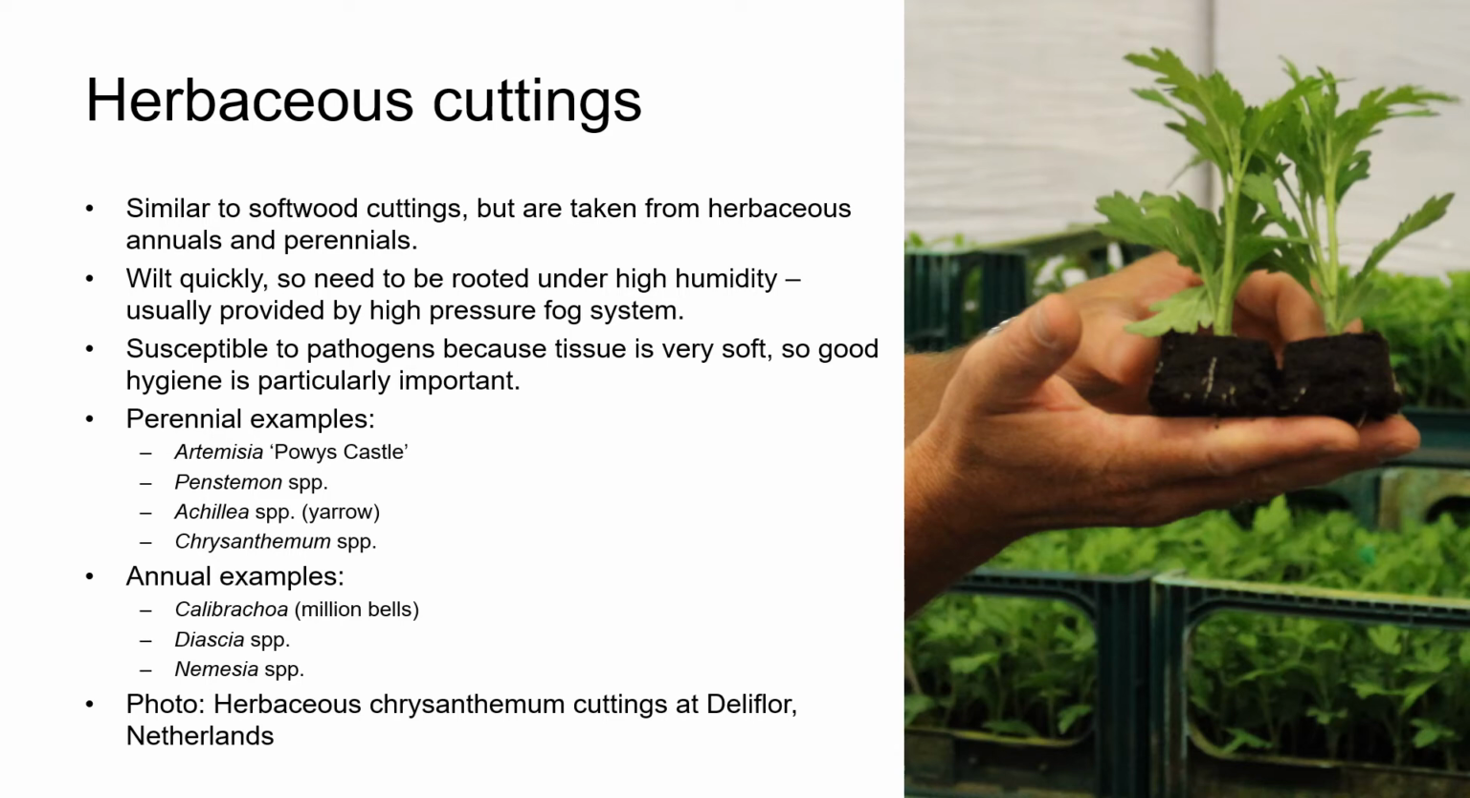Herbaceous cuttings are similar to softwood cuttings, but are taken from herbaceous annuals and perennials. Like softwood cuttings, they wilt quickly, so need to be rooted under high humidity, and again are susceptible to pathogens because the stem tissue is so soft. Again, like softwood cuttings, a rooting compound may not be necessary, but it can help speed up the rooting process and promote rooting uniformity.